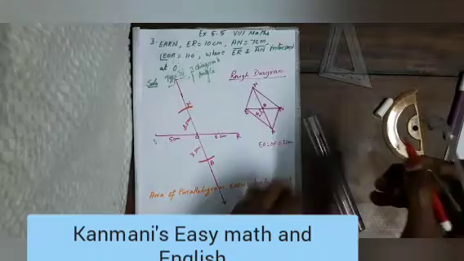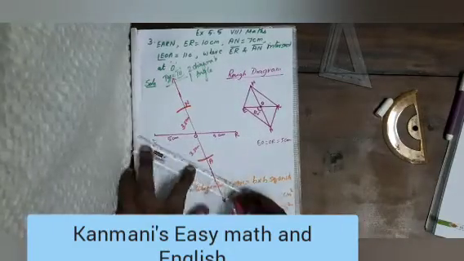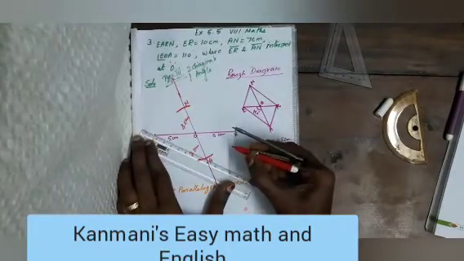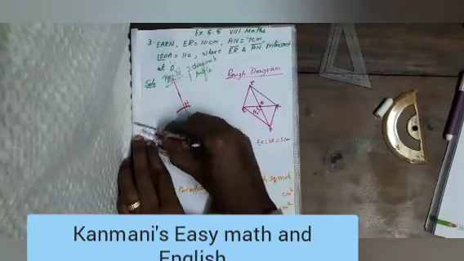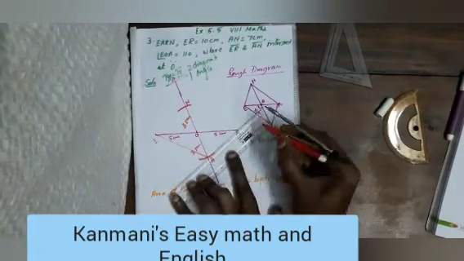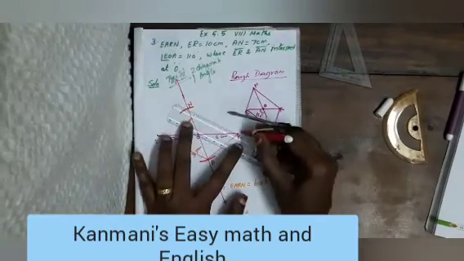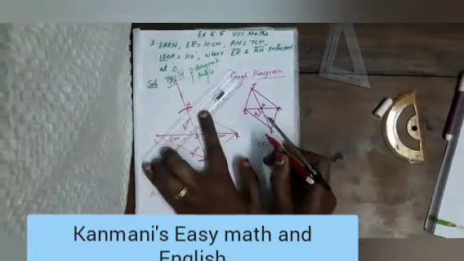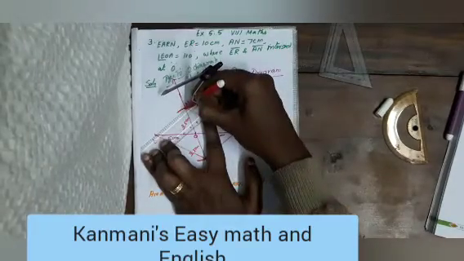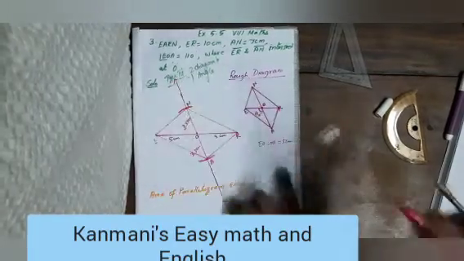Now we are going to join EA, AR, RN and EN. So we will be getting our parallelogram.